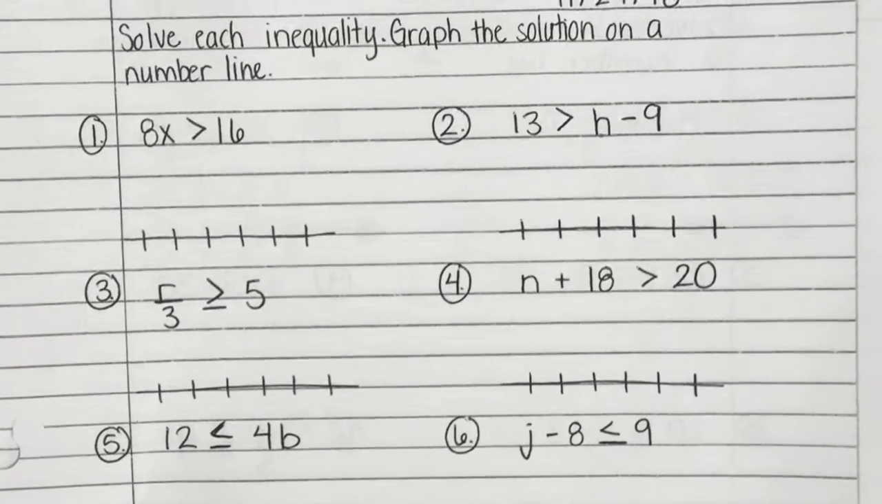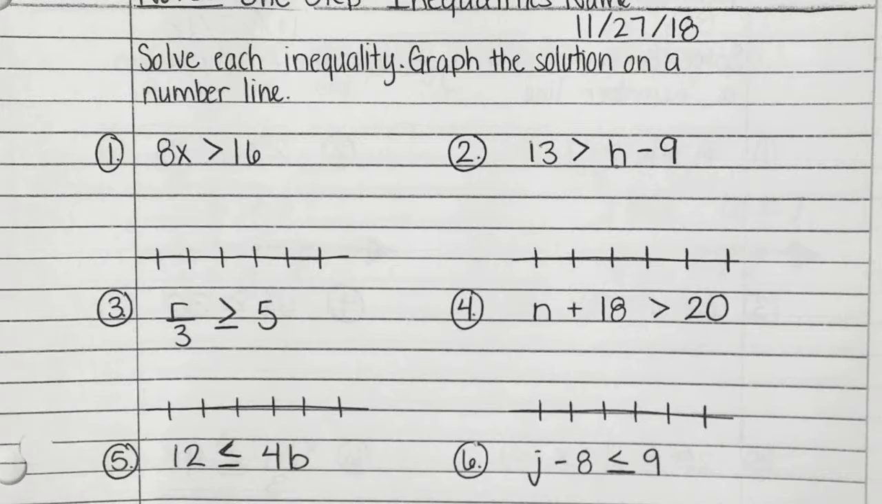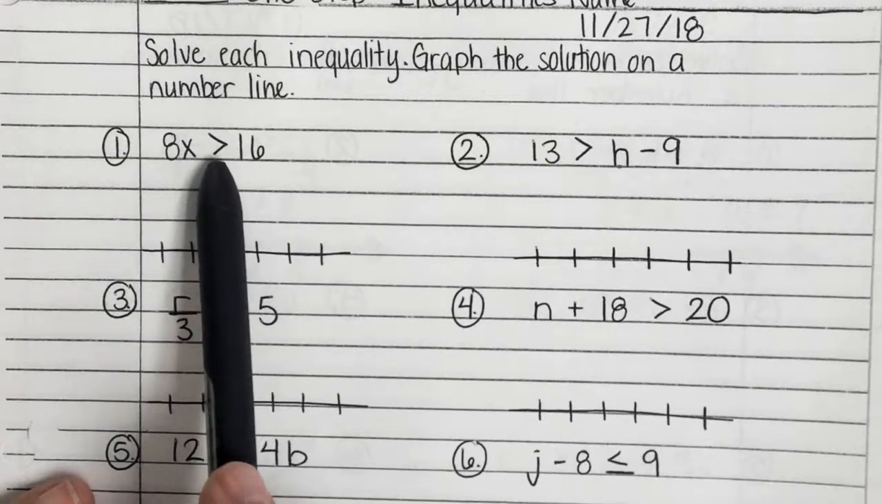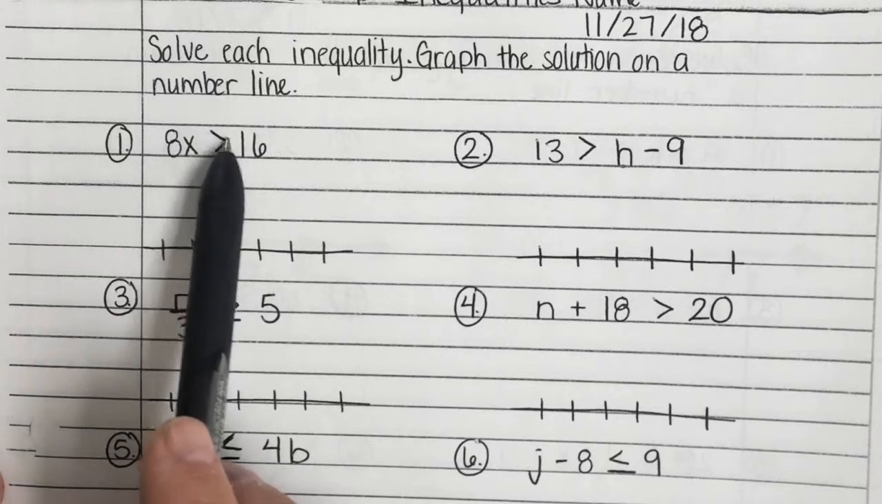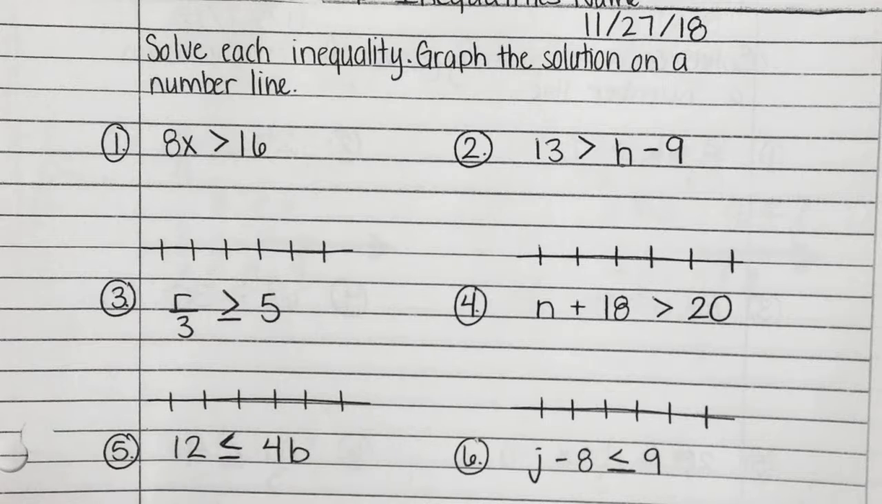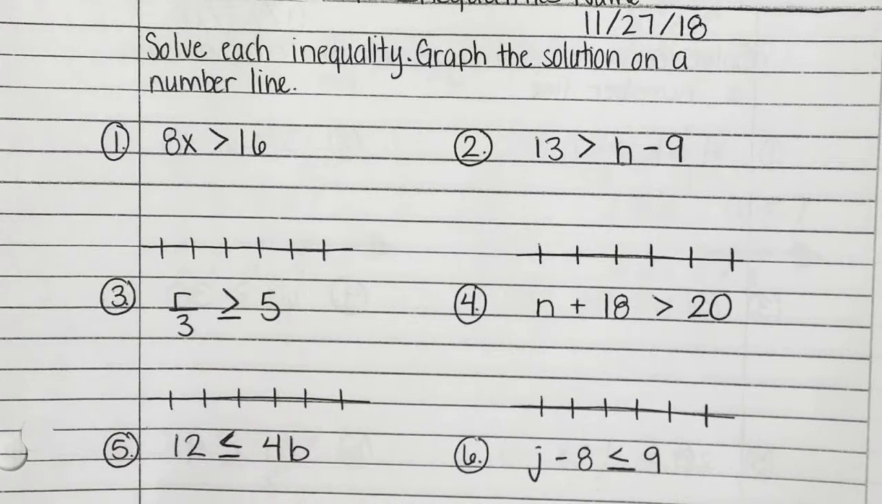Combining what we did before Thanksgiving with equations, now with inequalities, which is what we did yesterday. If I were to change this greater than sign to an equal sign, what would that look like? Like if I just replaced this and did 8x equals 16. That's an equation. So all we've done is swap out our sign, but we're still going to solve them the exact same way we did equations. So this is 8 times x is greater than 16.